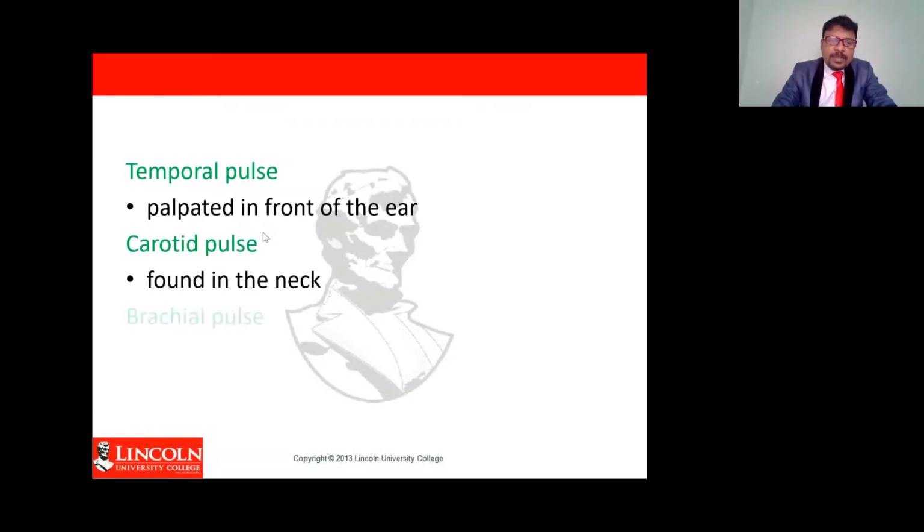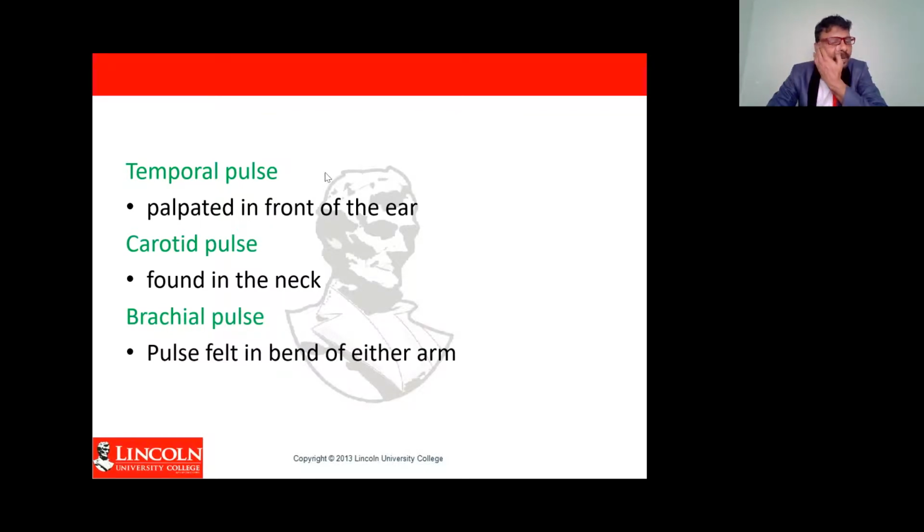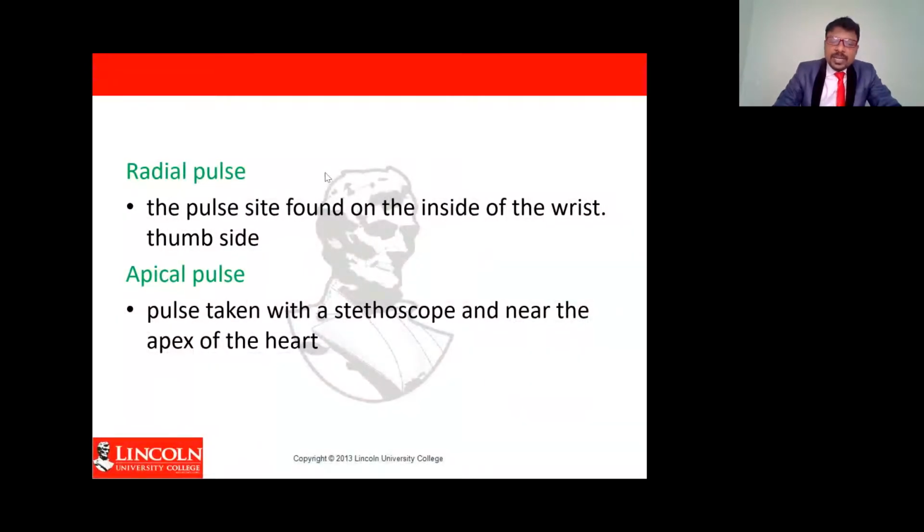Just now we discussed the temporal pulse, which you palpate in front of the ears. Then the carotid pulse in the neck region, the brachial pulse in the arm, the radial pulse at the wrist, and also the apical pulse. We can check it with the stethoscope near the apex of the heart. Here we find the heartbeat at the apex region.